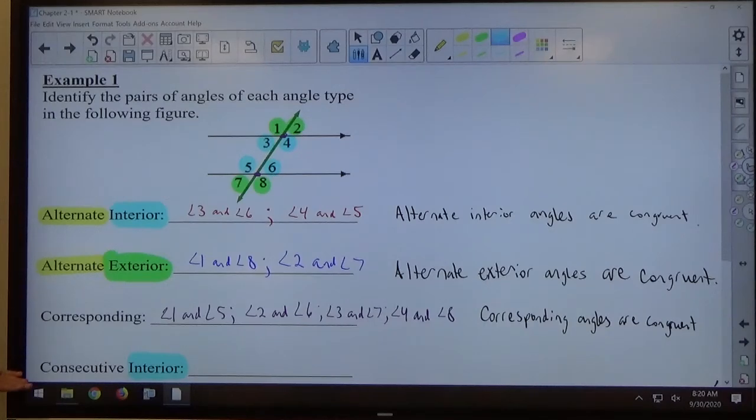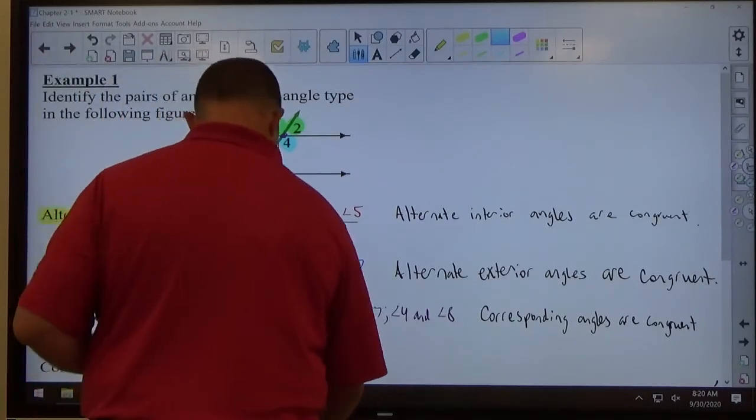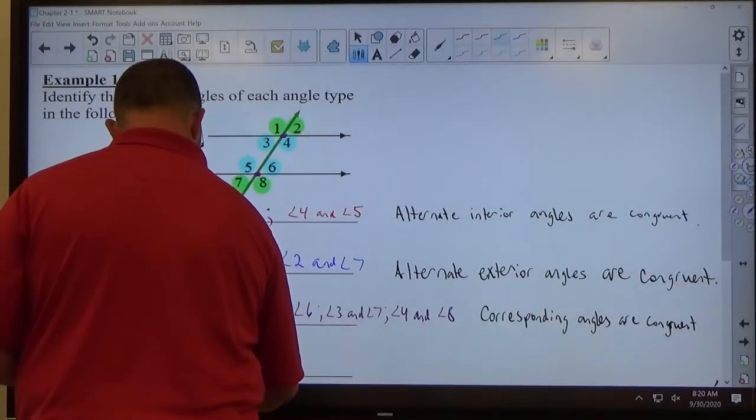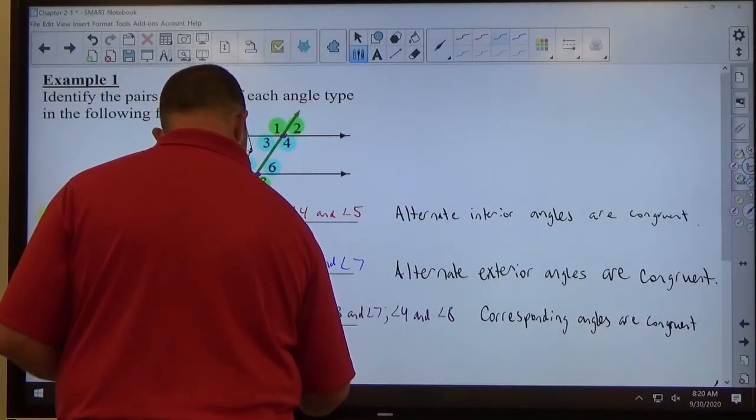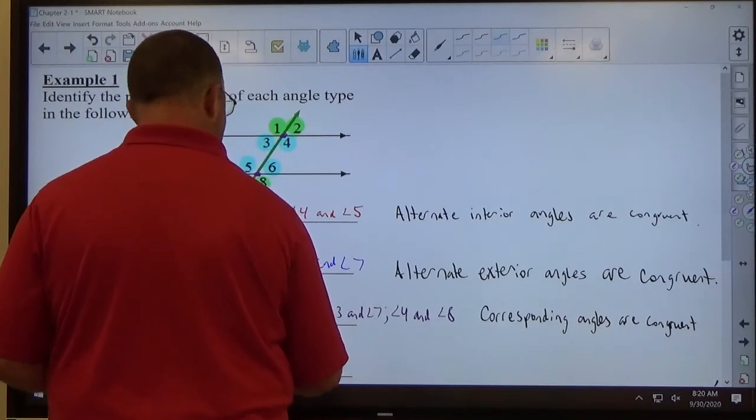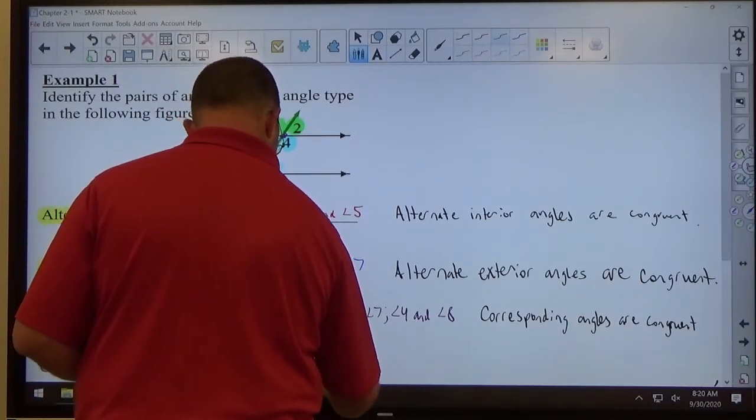What do you think consecutive means? Same side. Same side, right? So same side interior, same side of the transversal. So if I'm talking about the interior angles on the same side, we're talking about 3 and 5 on the left of the transversal and 4 and 6 on the right of the transversal. So angle 3 and angle 5. And the other pair is angle 4 and angle 6.